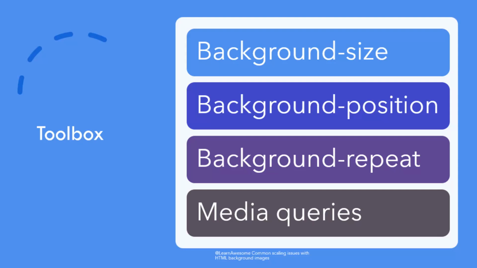Let's quickly recap the key tools we have covered today. These properties will help you control background image scaling. Background size, cover and contain, to control how the image fits within the container. Background position to control where the image is placed within the container. And background repeat to stop the image from repeating. Lastly, media queries to ensure your background images adapt to different screen sizes. These are the building blocks you'll use throughout the playlist to tackle issues with background image scaling.